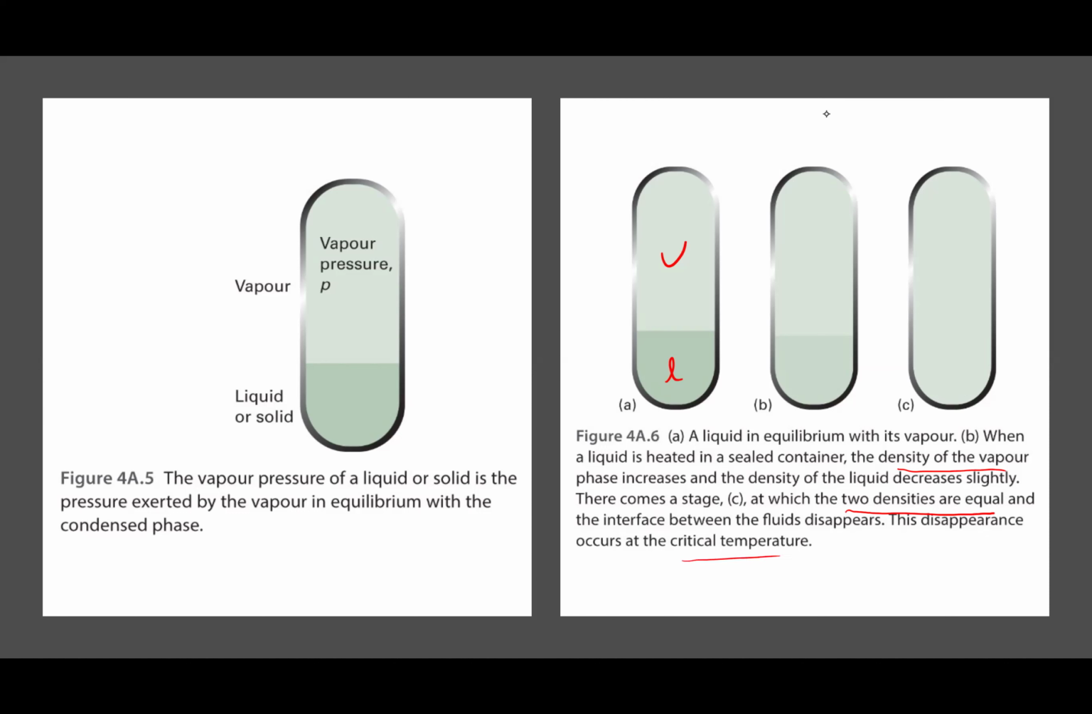This is the critical point. So again, there's not really two phases anymore, really. That's what we're looking at here. Once we reach this critical point, not everything has a critical point, but most things do. So that's what a critical point is. It's not super, how do I say this?